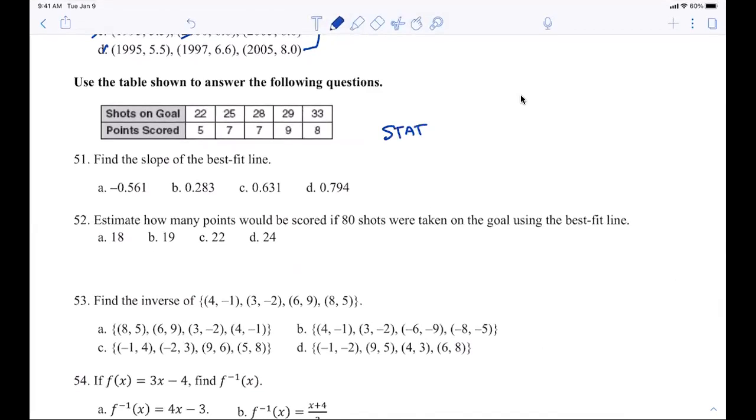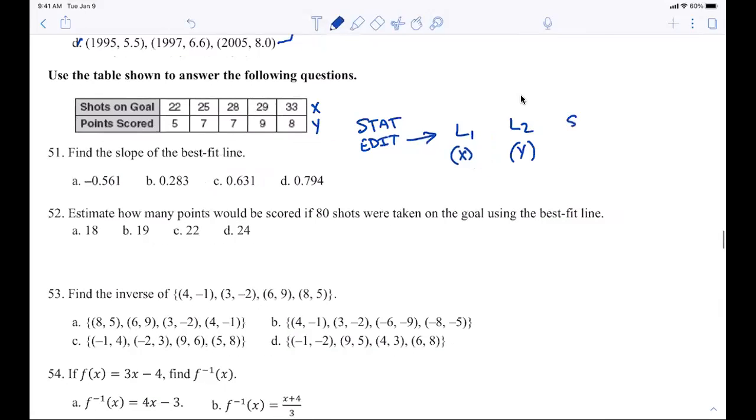Stat. Then you hit edit. And then under L1 and L2, L1 are the X values, L2 are the Y values. This is X, this is Y. Then after you plug them in, you go to stat, go over to calc, and then go down to number 4, which is linear regression.